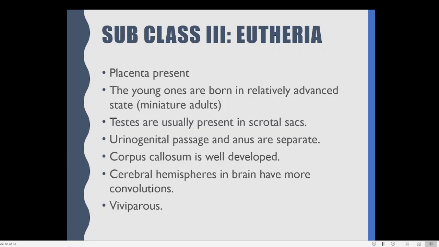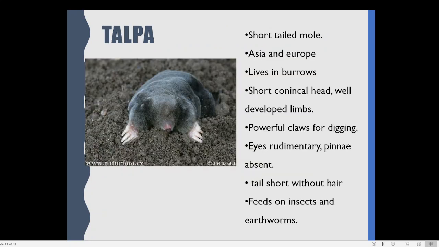So these are the general characters of eutheria. Now the first order that we will be discussing is insectivora. In the case of insectivora, the term insectivora means insect eating. Ora means to eat. So animals which will be mainly feeding on insects are classified under the order insectivora. And there are several types of animals.